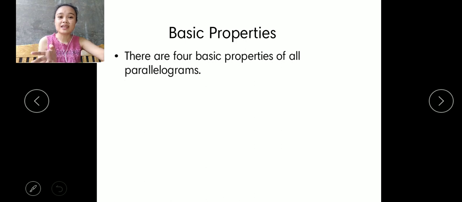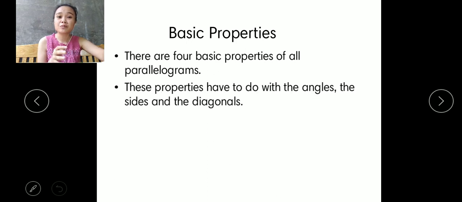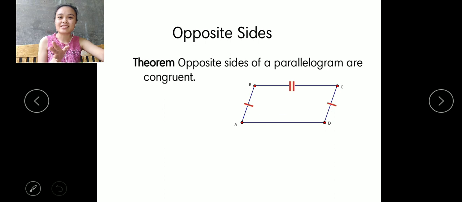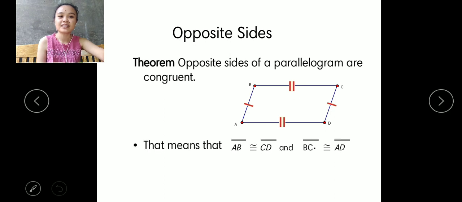Basic properties of a parallelogram. There are 4 basic properties of a parallelogram. These properties have to do with the angles, the sides, and the diagonals. Opposite sides theorem: opposite sides of a parallelogram are congruent. When we say congruent, they have the same measure. So as you can see in the illustration, segment AB is congruent to segment CD, and segment BC is congruent to segment AD.